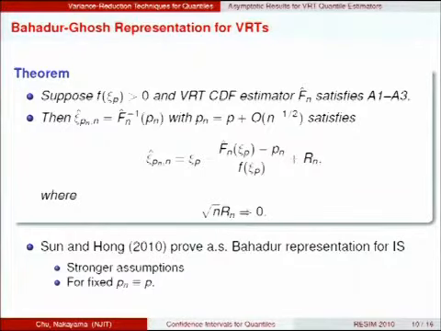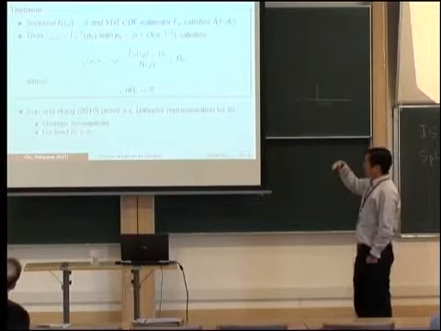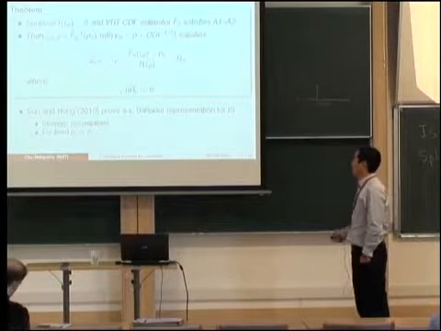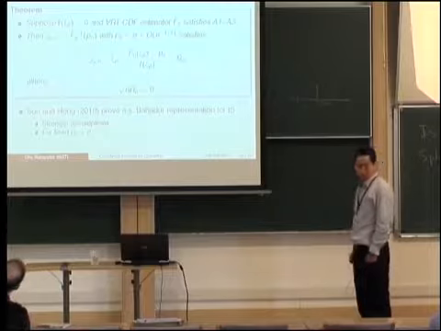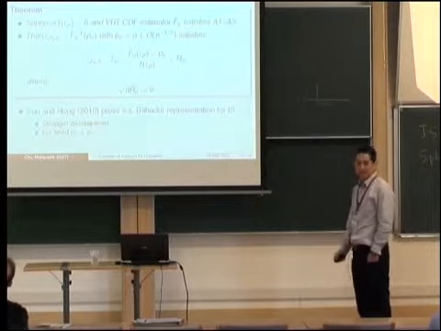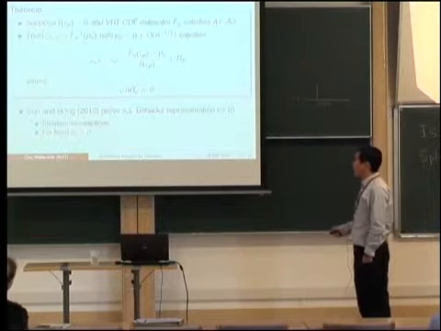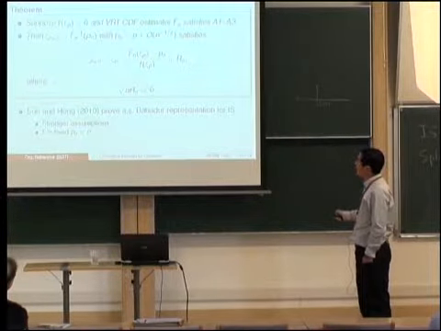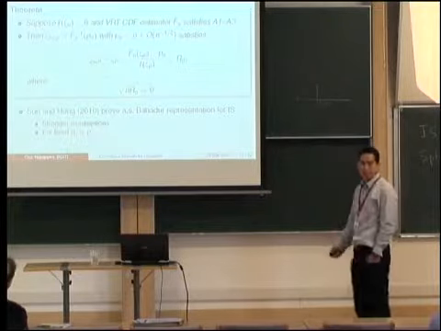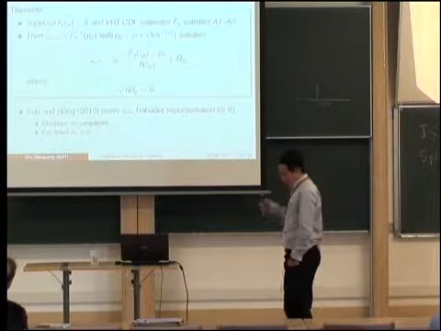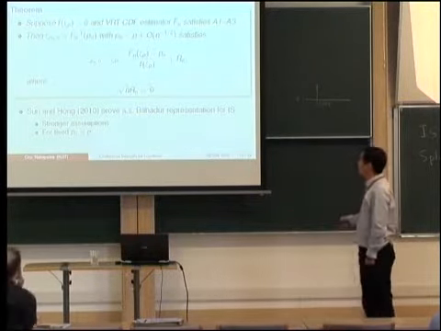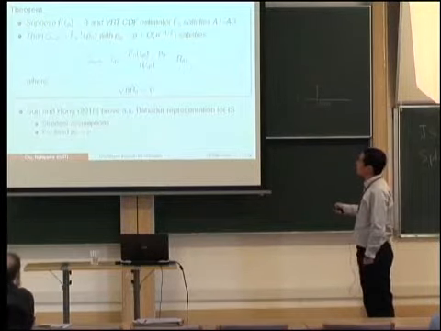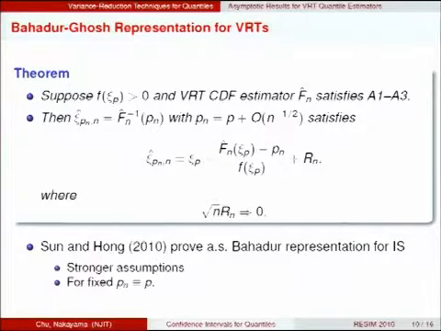I should mention that, pretty much after we finished all of this work, we found out that some other people, Sun and Hong, had actually proved an almost sure Bahadur representation for the case of importance sampling. But they require stronger assumptions, and they only look at the case when Pn is fixed at P. For us, in order to establish confidence intervals, it was important to allow Pn to be a perturbed value of P.